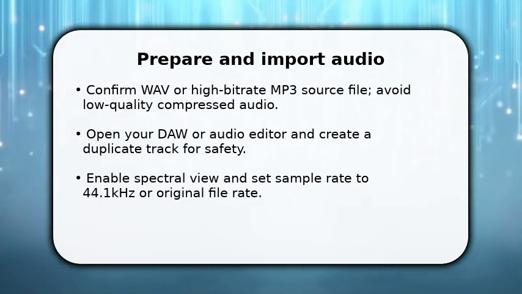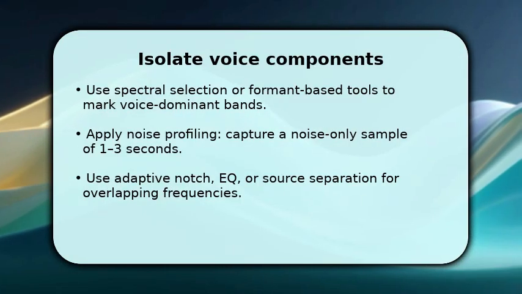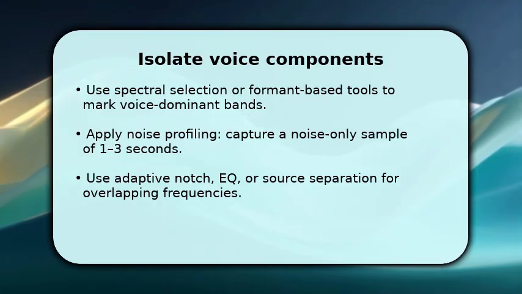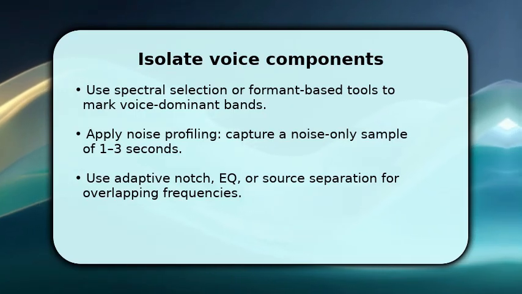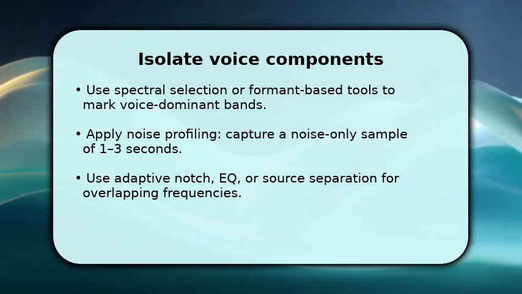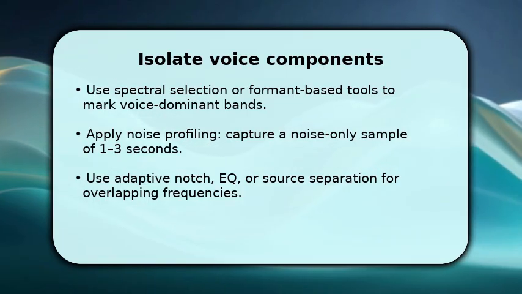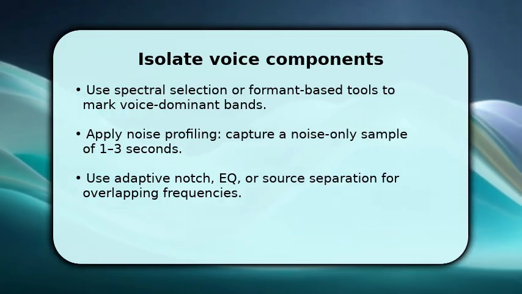You now isolate voice components by combining spectral selection with targeted EQ. This isolates formant bands where human speech concentrates. Capture a 1-3-second noise profile from a silent section to feed noise reduction algorithms, because a good profile prevents musical artifacts. Next, apply adaptive notch filters or source separation tools to reduce voice energy while preserving other sounds.